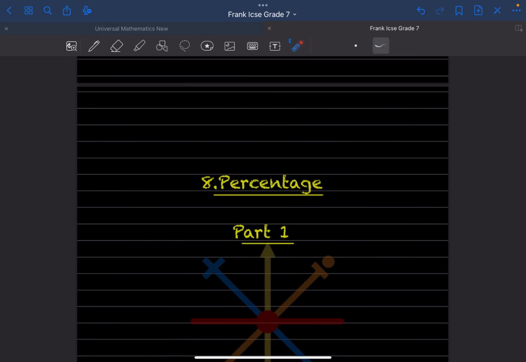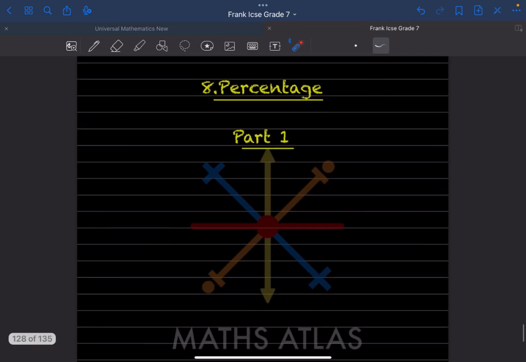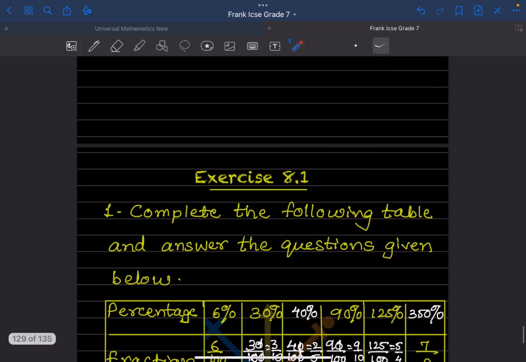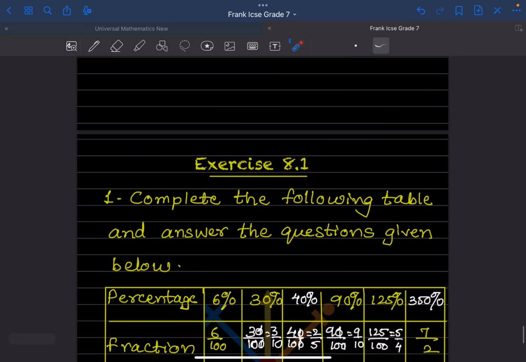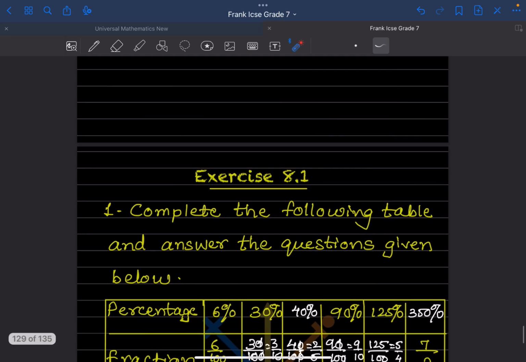So today we are going to see the new topic, that is percentage. We are going to start with part 1. Percentage is another way of comparing quantities. We have done comparing quantities in the previous one, and this is also another way of comparing quantities.